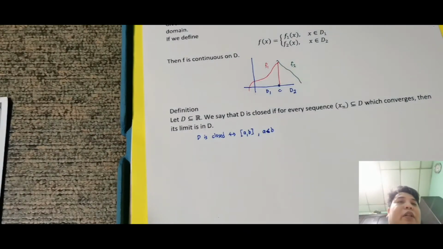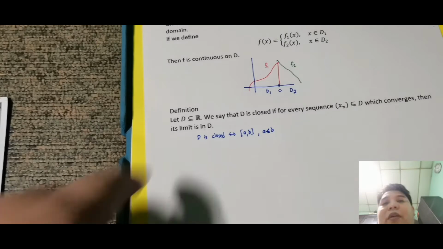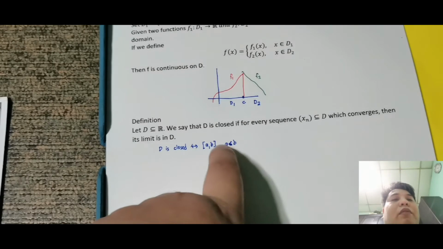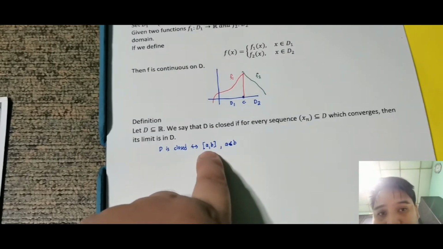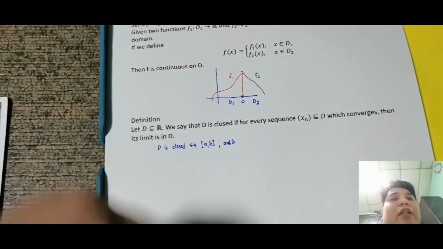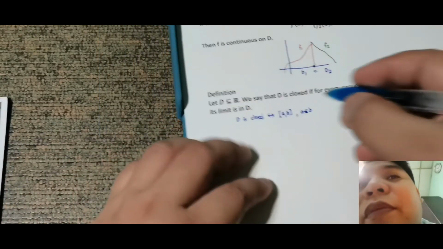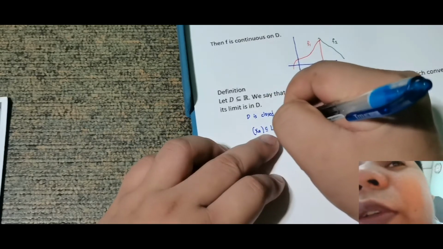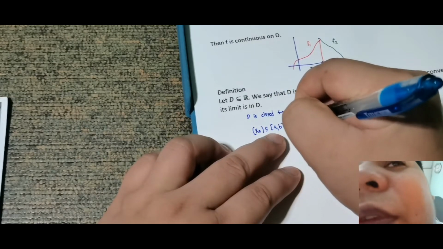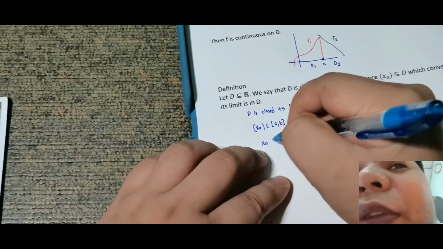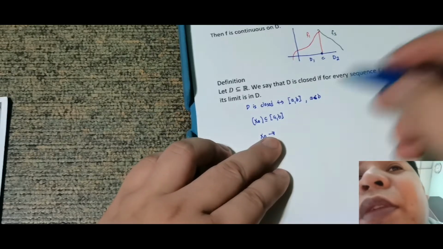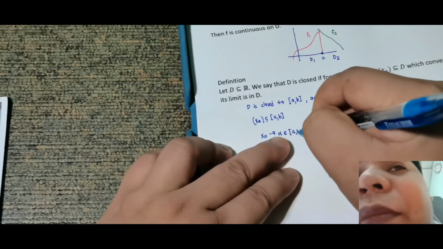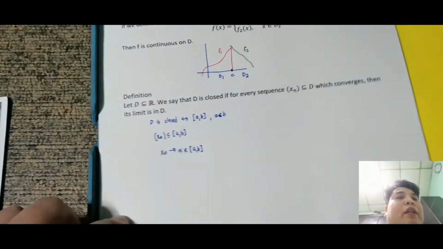Aware naman kayo sa closed interval. Sabi nga niya, ito yung definition, magiging closed ako if for every sequence sa loob ng D which converges, then its limit is in D. Meaning kung meron x sub n na subset nito, then yung limit ng x sub n natin approaches to some alpha, element din nung [a, b] natin. Yun yung ibig sabihin netong definition.